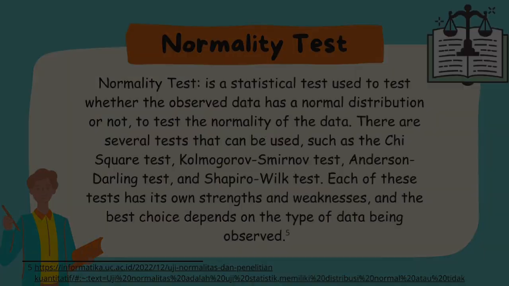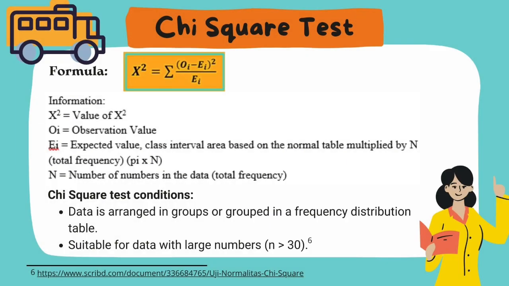Chi-square test. The formula is as in my PowerPoint. Chi-square test condition: data is arranged in groups in a frequency distribution table, suitable for data with a large number, n greater than 30.